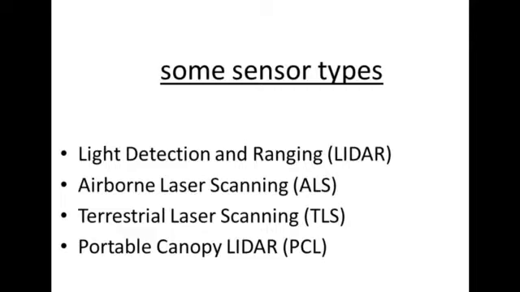Now, the three kinds I'm going to compare here are airborne laser scanning, which is probably the most familiar to everybody, but also terrestrial laser scanning, which Martin uses a lot, and then finally the system that I've developed and several colleagues and I have used in a number of places. We call it the portable canopy LIDAR. Sometimes I may refer to these by their acronyms.